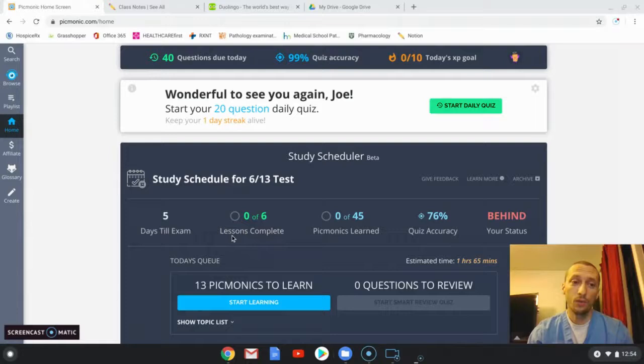Okay, so when you log into the main screen of Picmonic, this is your home dashboard, and this is what it looks like. At the top, it'll tell you how many questions you have due for that day. I usually start every morning. I do about 20 every morning, but a lot of times I do a lot more questions than that per day. Right now I have 20 due. I usually get on every single day and do questions, but I missed yesterday.